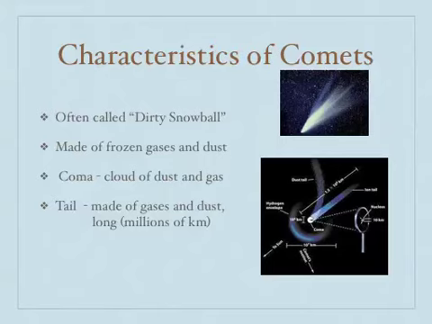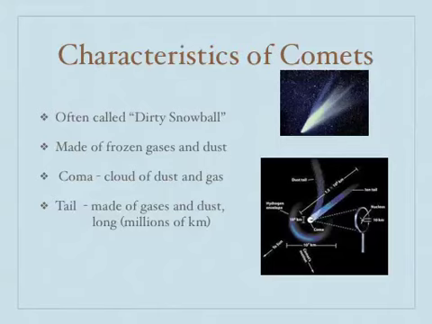Moving on to some other objects, such as comets, meteors, and asteroids. We'll start with comets. A lot of times people call them dirty snowballs. And this is because they're made of frozen gases, ice, and dust. There are two parts of a comet that you might need to know about. The first part is the coma. That's the head of the comet.